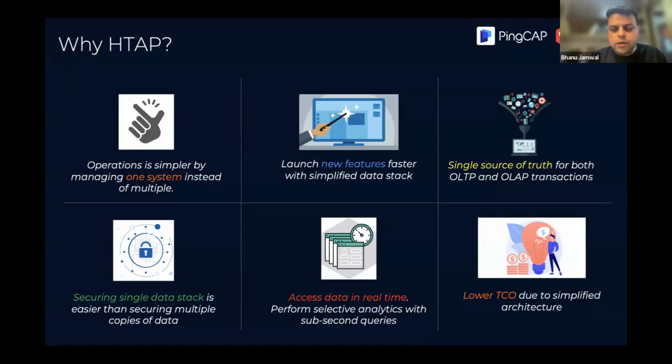And finally, you can lower your TCO for scenarios. We have seen customers who have been using combinations of OLTP and OLAP for certain scenarios, and merging that into one single system has definitely lowered their cost.